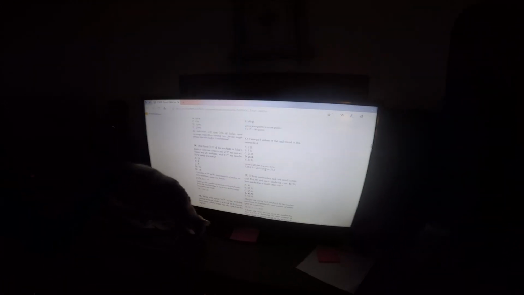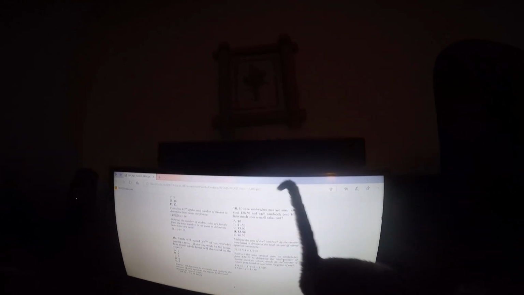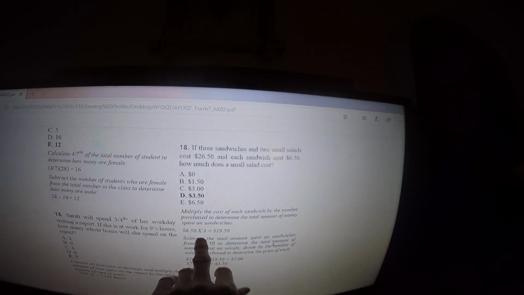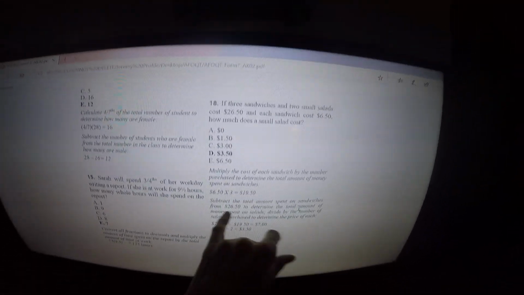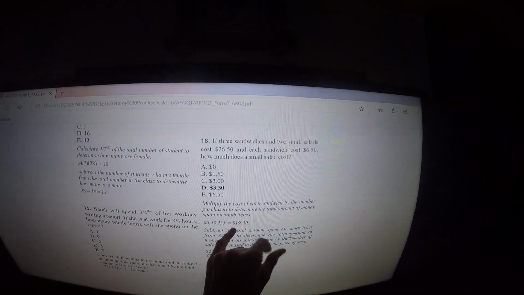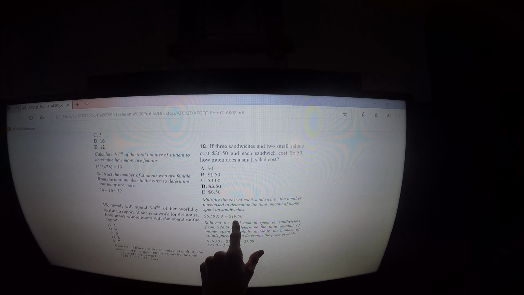If 3 sandwiches and 2 small salads cost $26.50, and each sandwich costs $6.50, how much does a small salad cost? $3.50. Multiply the cost of each sandwich by the number purchased to determine the total amount of money spent on sandwiches. $6.50 times 3 equals $19.50.